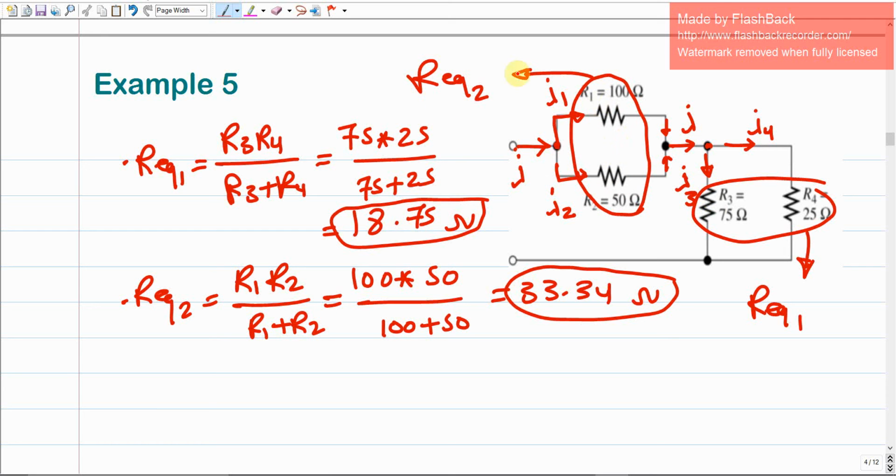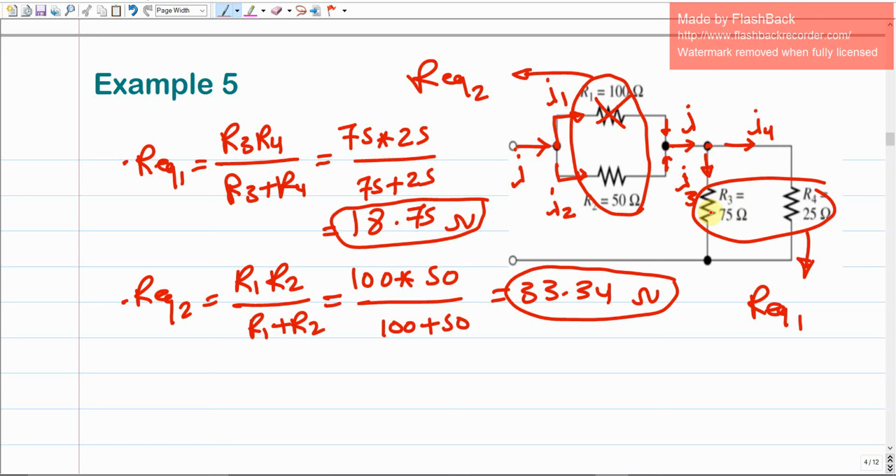Once we combine R1 and R2 into one resistance, what should be the current passing through their equivalent? It should be the total current, because it's like you're canceling one of these two resistances. If you cancel this resistance, for example, the total current is the one that passes through the 50. So what does it mean? We're going to cancel one of these two resistors and replace this resistor with the R equivalent 1, with the R equivalent 2, I'm sorry, because their equivalent is going to be R equivalent 2.